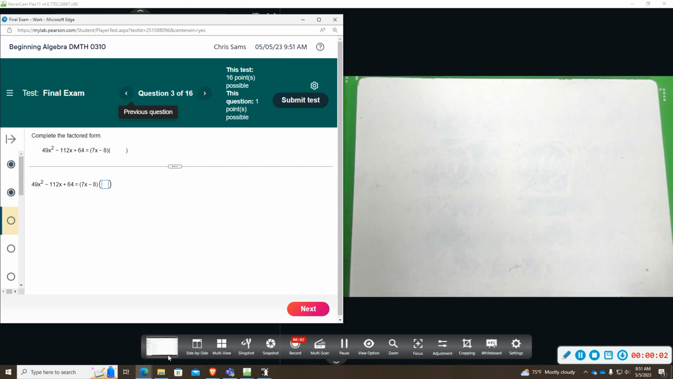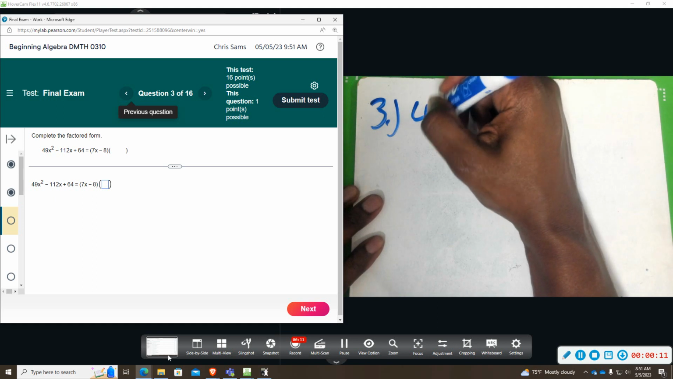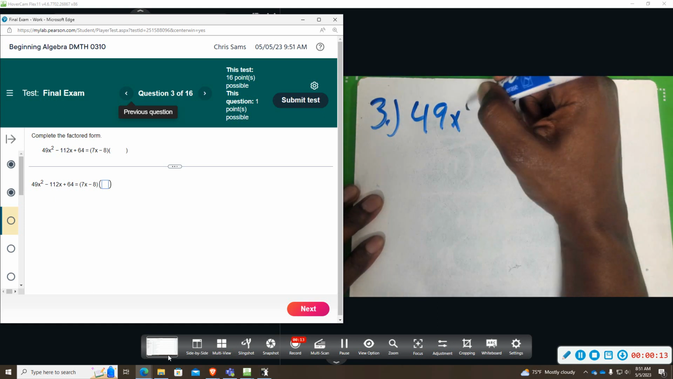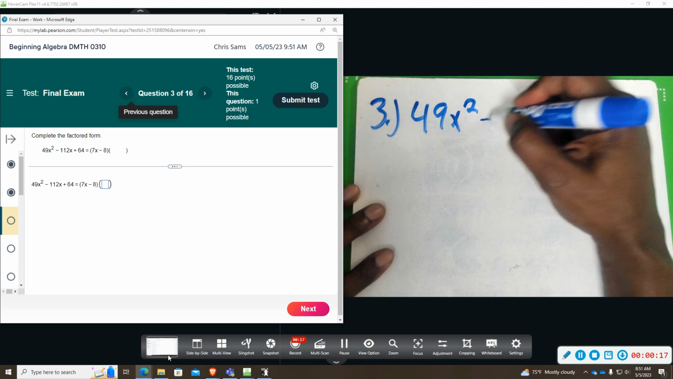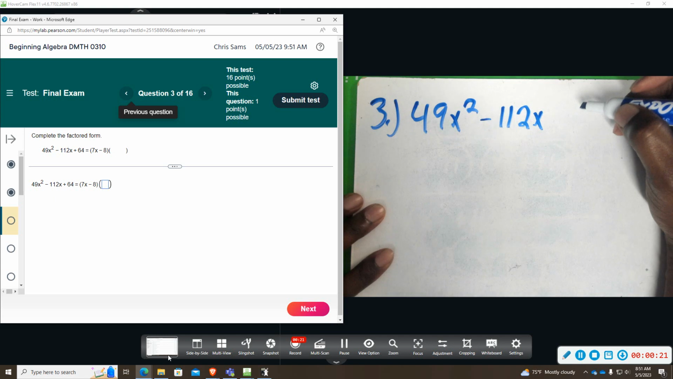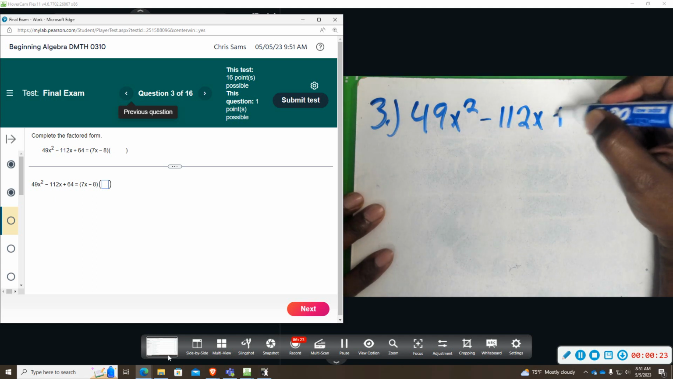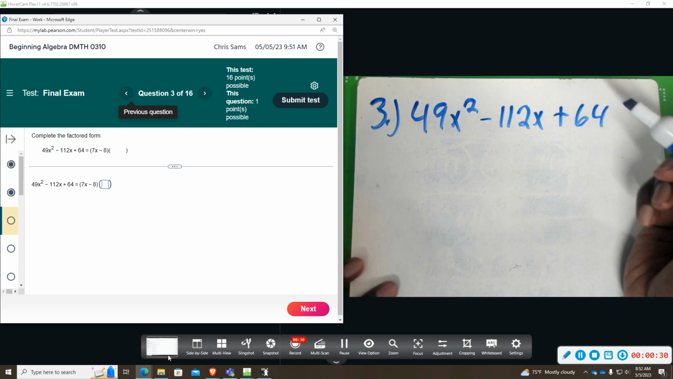All right, number 3, we're going to factor this. We have 49x squared minus 112x plus 64. Okay. They already started part of it for us, but we're going to just go through the process.